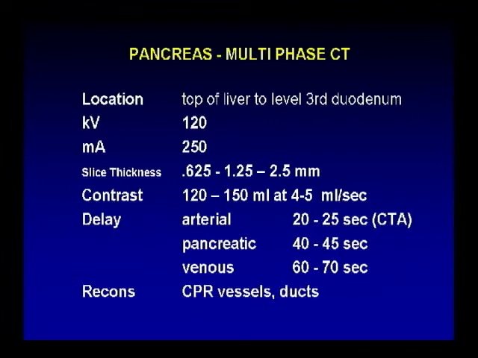The pancreatic, also known as the parenchymal phase, occurs at 40 to 45 seconds, venous phase at 60 to 70 seconds. The reconstructions that are particularly helpful for the pancreas are the curved planar reformations as you trace vessels and the pancreatic duct or the bile duct as it goes through the pancreatic head. So let's start off with pancreatitis.